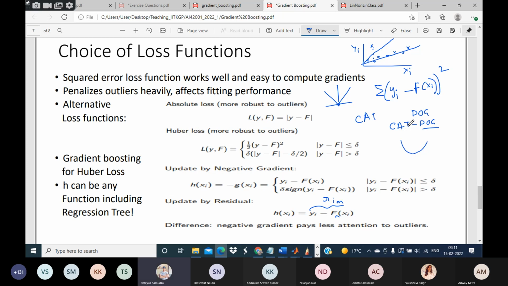So if it is a binary classification problem, then we can define the residuals in the same way. How? Because we can define a threshold. If above that threshold, if the value is there, then we can assign a class to it.